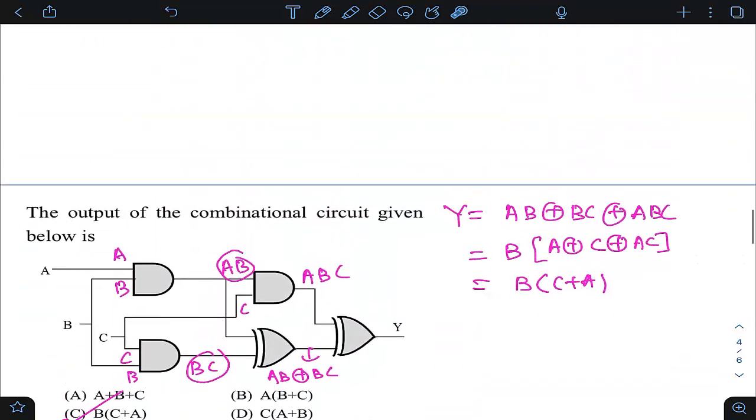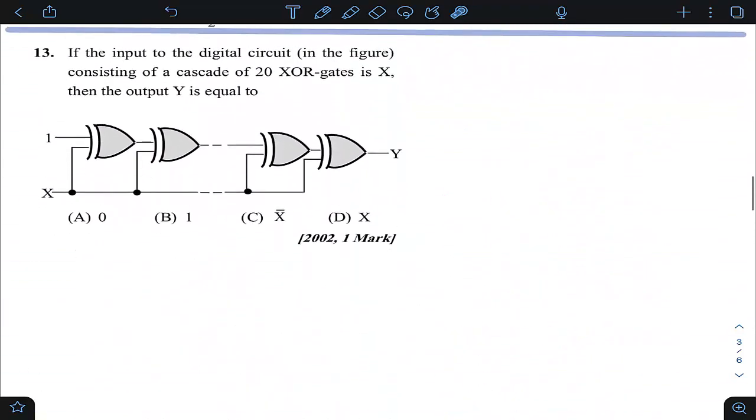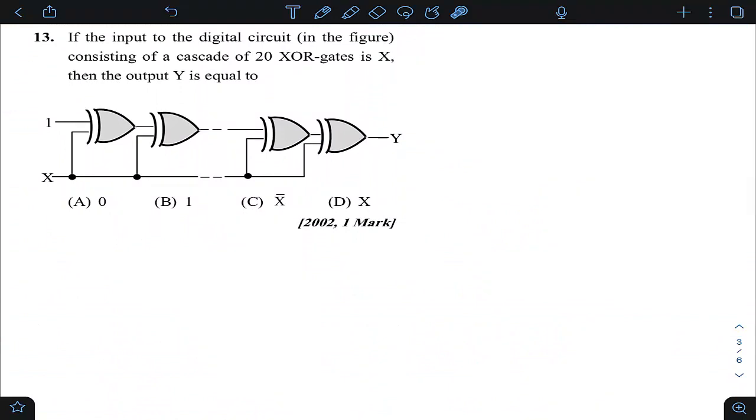All right. So this question was asked in GATE Electronics 2002, students. The question is, if the input to the digital circuit in the figure consisting of a cascade of 20 XOR gates, then what is the output Y? So this is X, and this X is common to all the 20 gates. So in total there are 20 gates. So what is output Y?